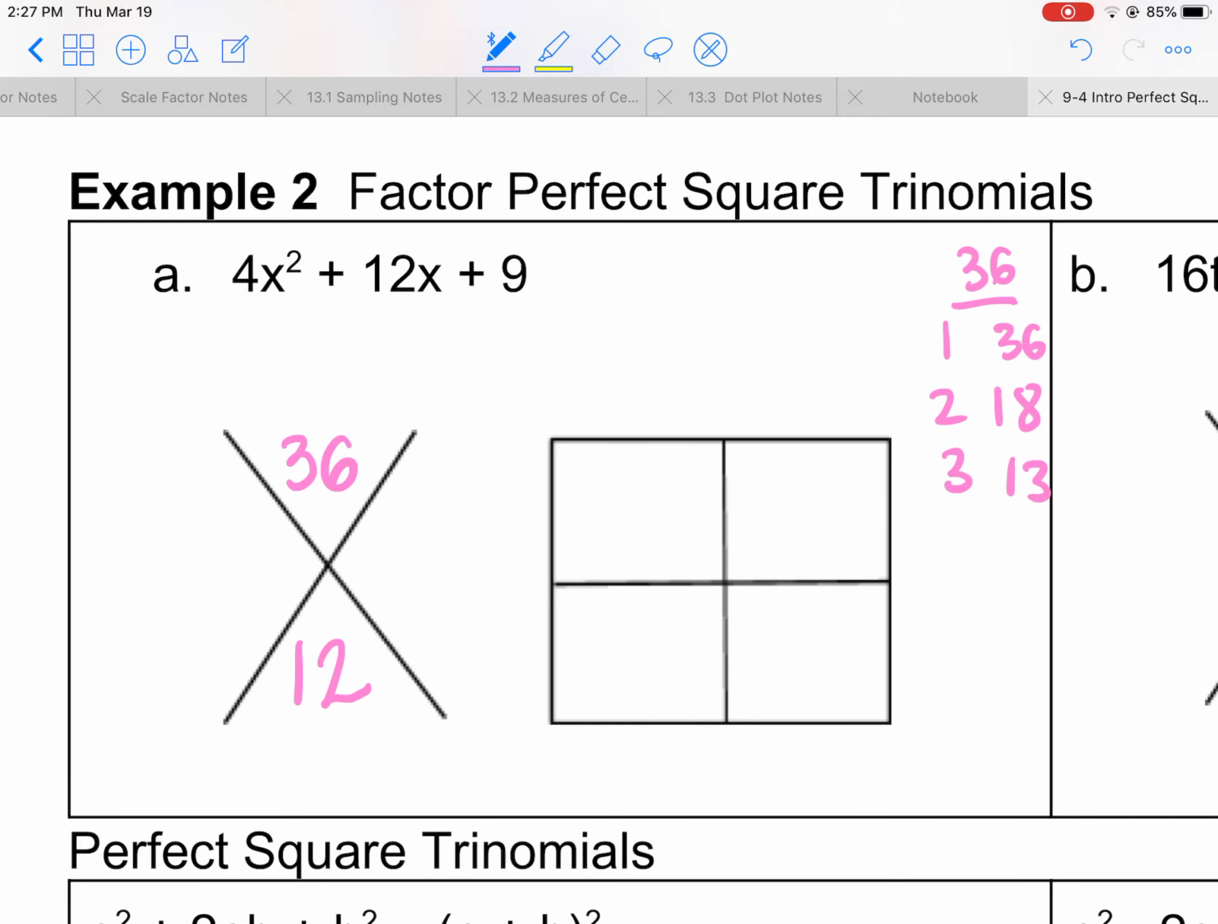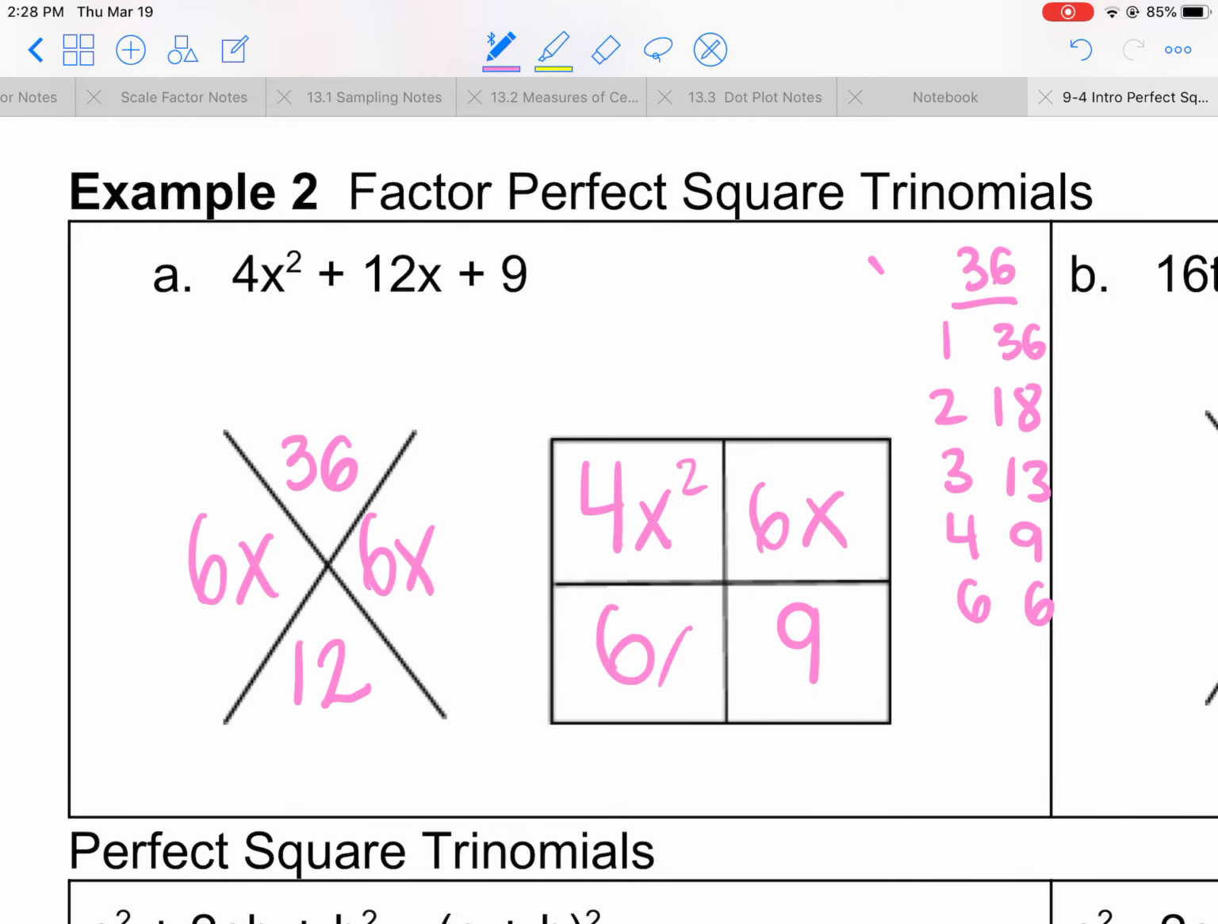3 and 13, not quite. 36 divided by 4 gives me 9. Still doesn't add up to 12. And then I skipped one, which is the one that we needed. 36 can't be divided by 5. It ends up being 6 times 6. When I add those together, they have to be positive because my middle term is positive. So now I've got to fill out my box: 4x squared, 9, and then 6x and 6x.